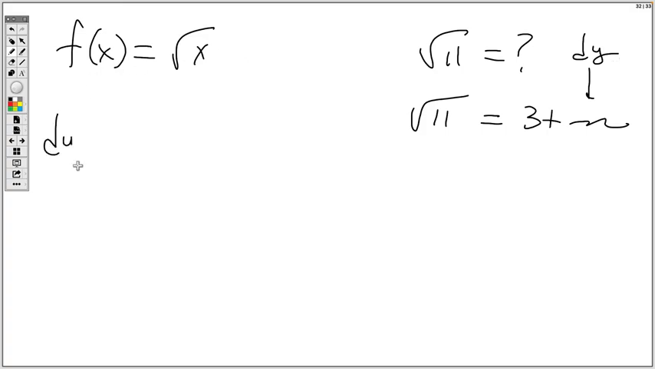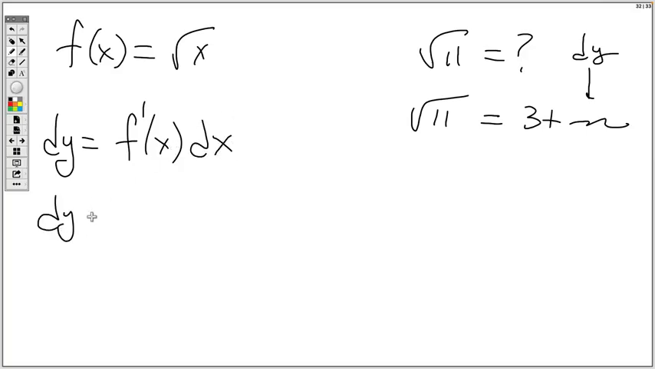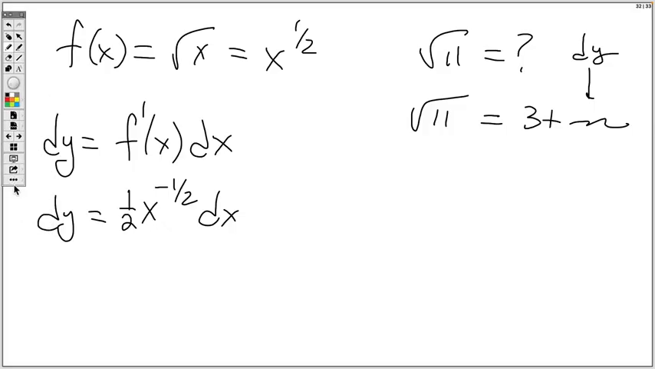So we find an expression for dy. dy by definition is f prime of x dx. The square root of x, how do we rewrite that to make it easy to take the derivative? X to the half. What's the derivative of x to the half? Perfect. That's our expression for dy.